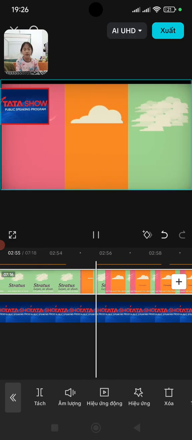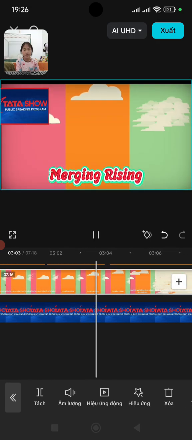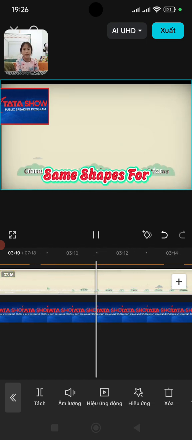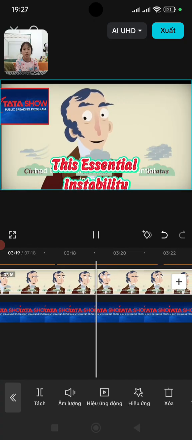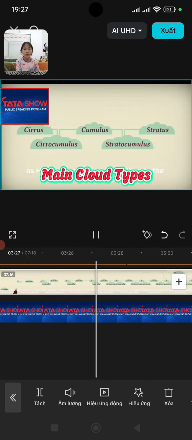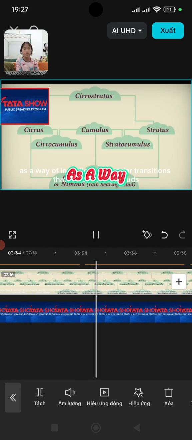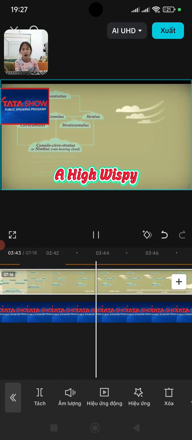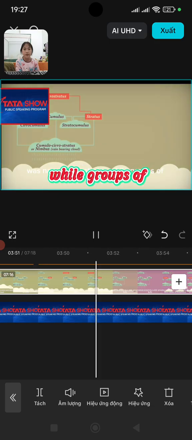Clouds are constantly changing, merging, rising, falling, and spreading throughout the atmosphere, rarely maintaining the same shapes for more than a few minutes. Any successful naming system had to accommodate this essential instability, as Howard realized. So, in addition to the three main cloud types, he introduced a series of intermediate and compound types as a way of including the regular transitions that occur among clouds. A high, wispy cirrus cloud that descended and spread into a sheet was named cirrostratus, while groups of fluffy cumulus clouds that joined up and spread were named stratocumulus.